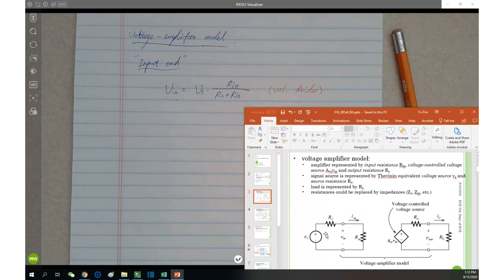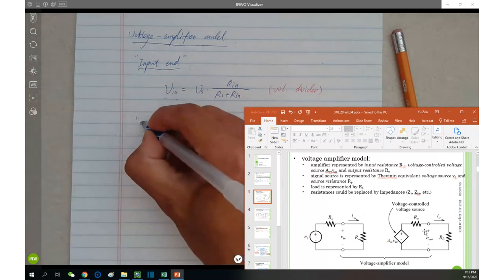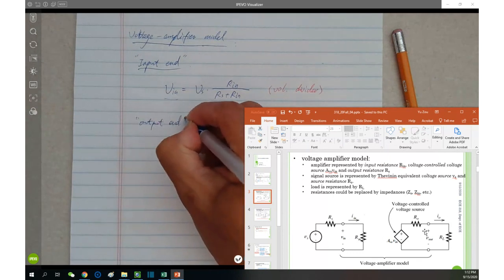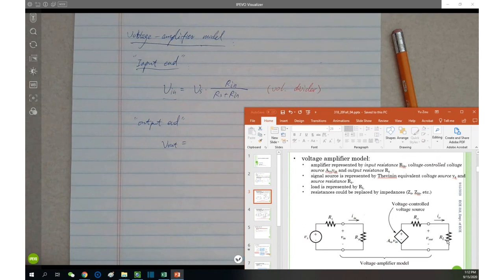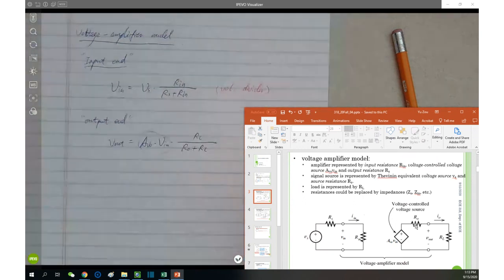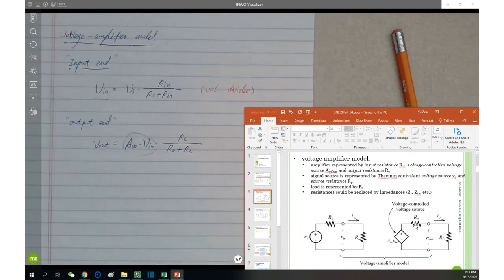And then we go to the output end. It's another single loop circuit. We apply the voltage divider once again to derive V naught. See, what is V naught, right? V naught equals what? Basically, V0 is the voltage across the RL, and RL is sharing the total voltage here with R0, right? This is how we write this second voltage divider. Numerator is RL, denominator is R0 plus RL, right? And this guy is obviously the total voltage shared by these two. So this is a voltage divider again.